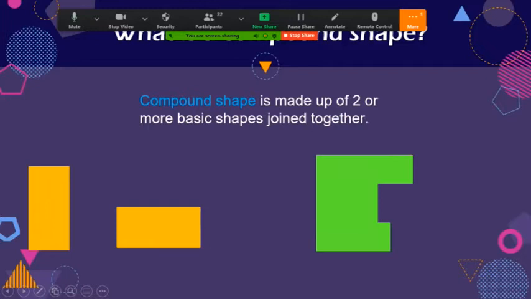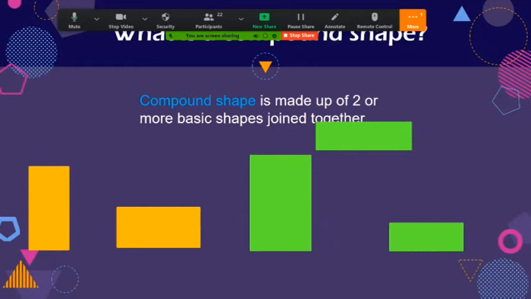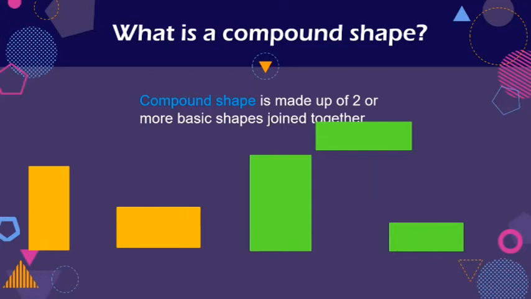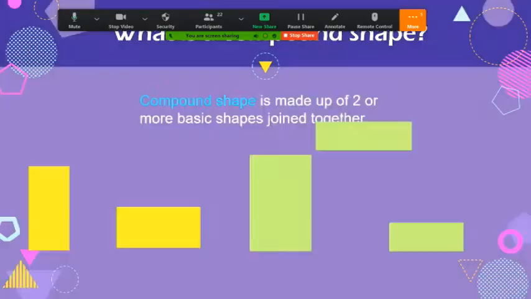Here's another compound shape. It's made up of three rectangles joined together. Again, a compound shape is made up of two or more basic shapes that you put together. Now, how do we find the perimeter of a compound shape? This is a bit tricky, but I'm sure you can do it.